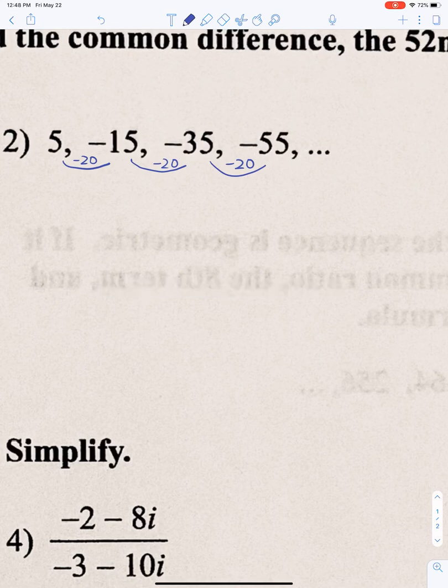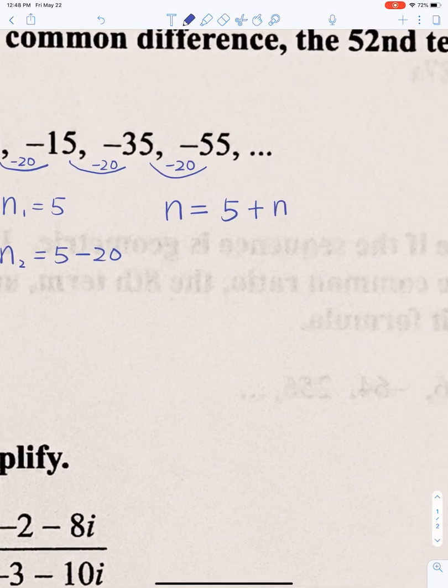Okay, now we can write N1 is 5. N2 is 5 minus 20. So Nn is 5 plus n minus 1 times negative 20, equal to 5 minus 20n.